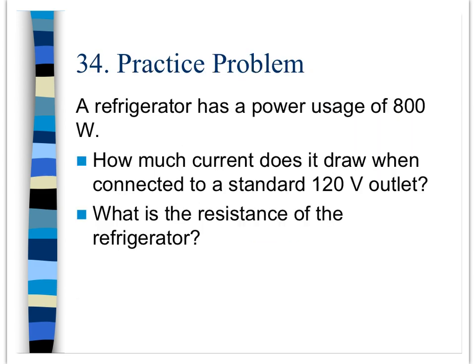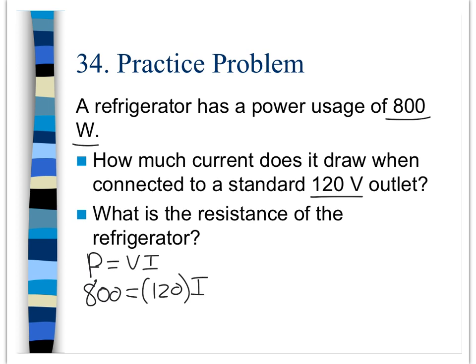Let's go ahead and apply that equation to a practice problem here. So we have a refrigerator with a power of 800 watts. It's connected to 120 volts, and we want to know what is the current used in that situation. So I'm going to start with the equation we just learned here. Power is voltage times current. And so we can say 800 is going to be equal to our voltage, which is 120, times that current. We divide both sides by 120 here, and we find that our current ends up being 6.67 amps.